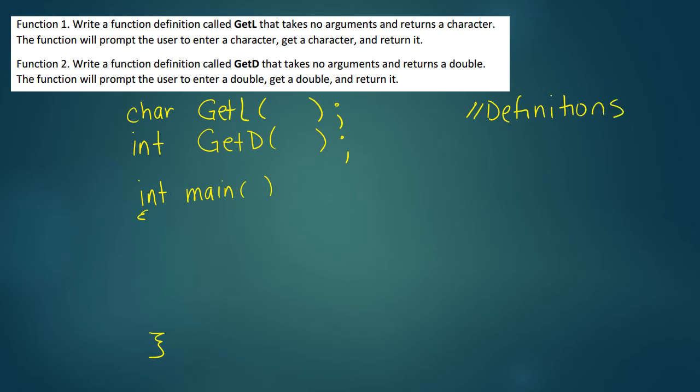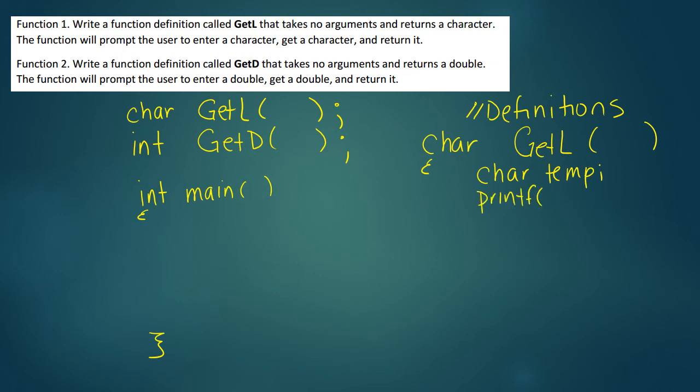All right, so the first function is called getL. It takes no arguments and it returns a character. So this function is going to declare a temporary character, ask for a character, scan in that character. Oops, that's a character, so I should use %c. And return that character.